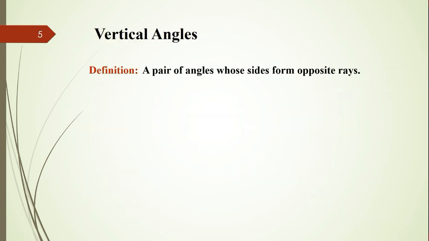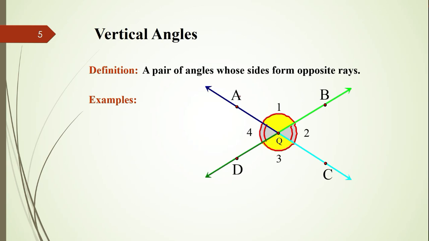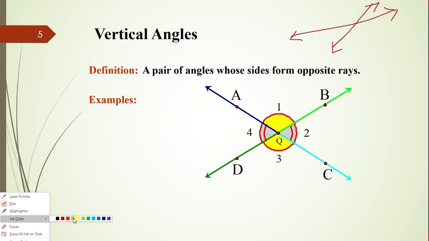This is one of the most important terms you should remember in geometry. Vertical angles are a pair of angles whose sides form opposite rays. What do I mean by that? For example, right here, we have angle 1 and angle 3. According to the symbol, they are vertical angles. They are opposite angles. When I make another angle, for example this figure, the vertical angles we have are angle 1 and angle 2, because they are opposite angles.